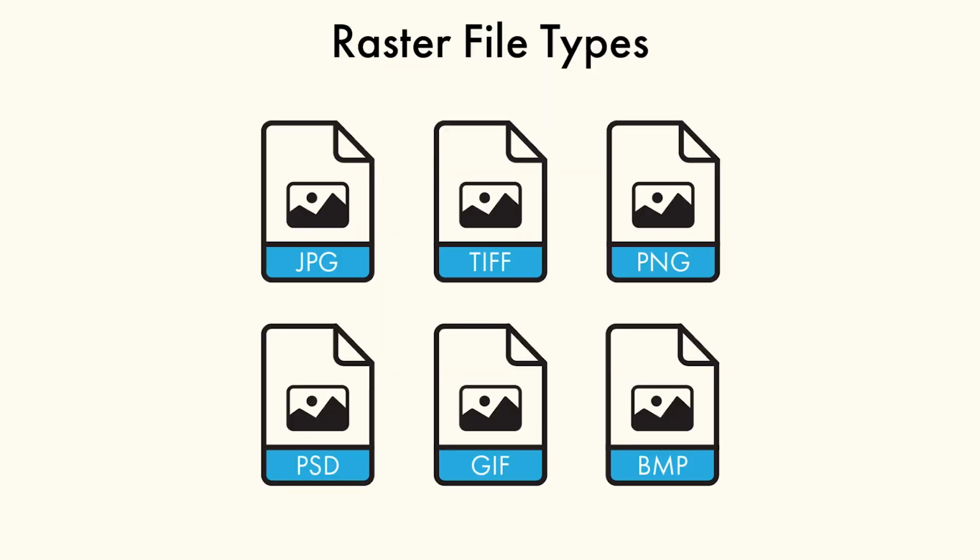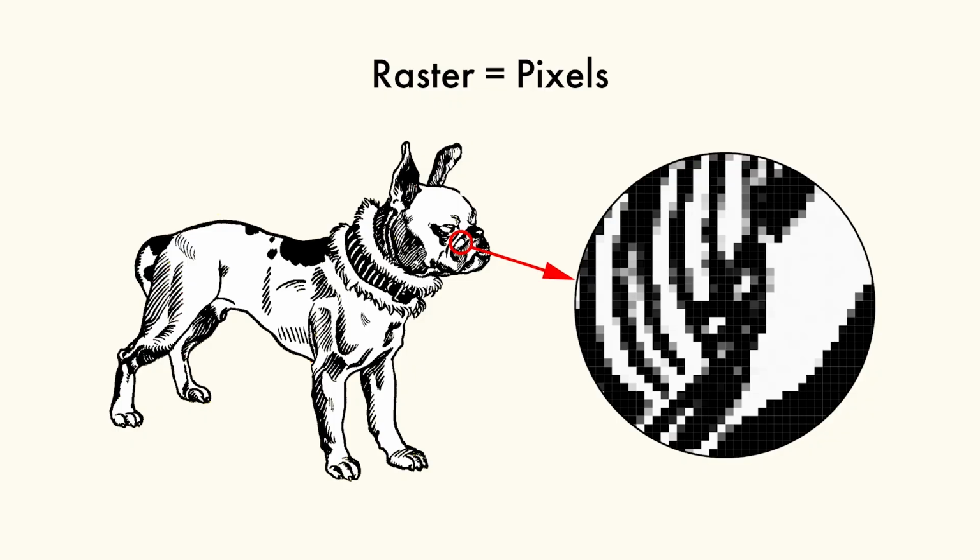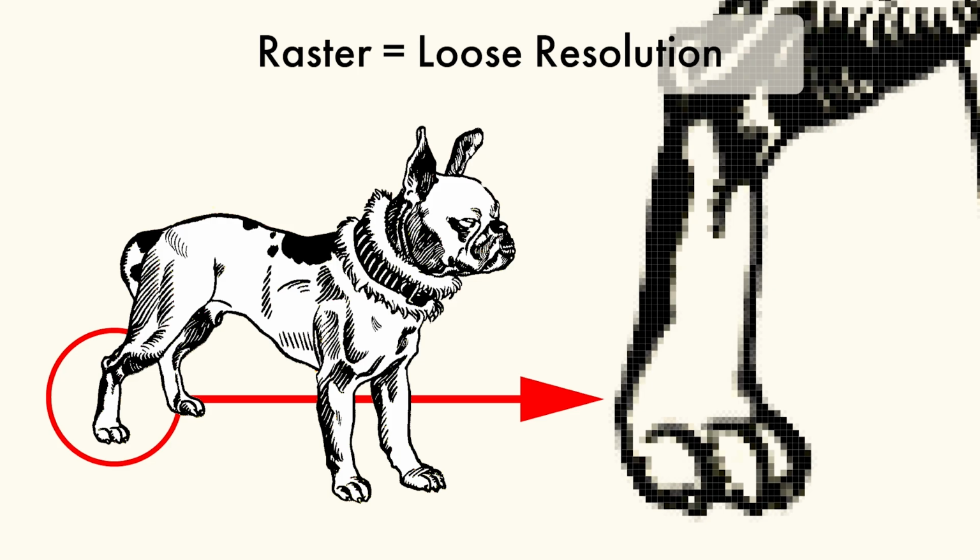The graphic file type most people are familiar with are rasters. These include JPEGs, TIFFs, and PNGs. The type of files laser cutters require are vector files. Let's look at the difference. Raster files are made up of pixels, small squares of color, that when put together create an image. Pixel-based images degrade in resolution when they are enlarged.